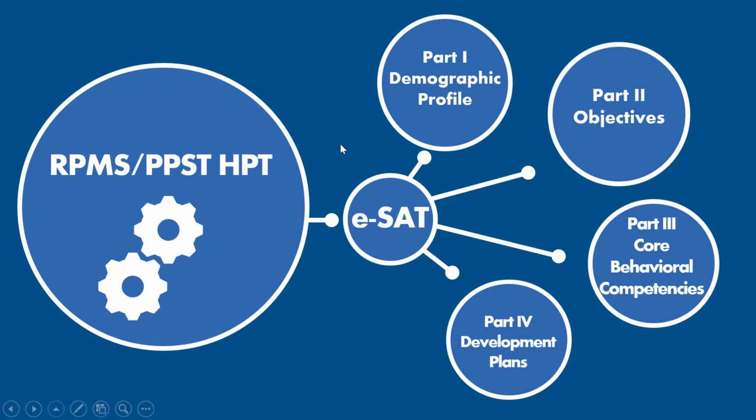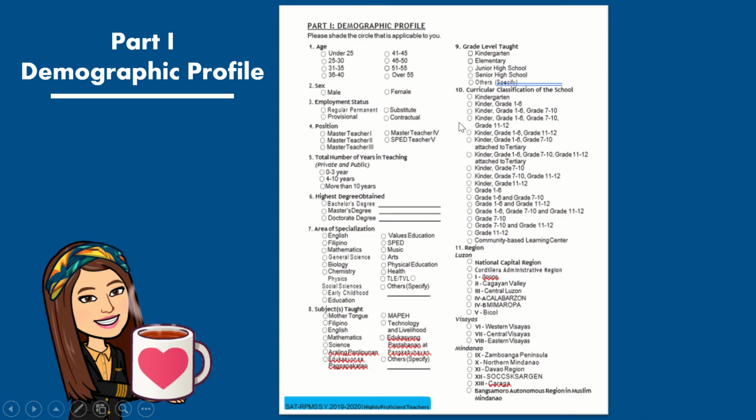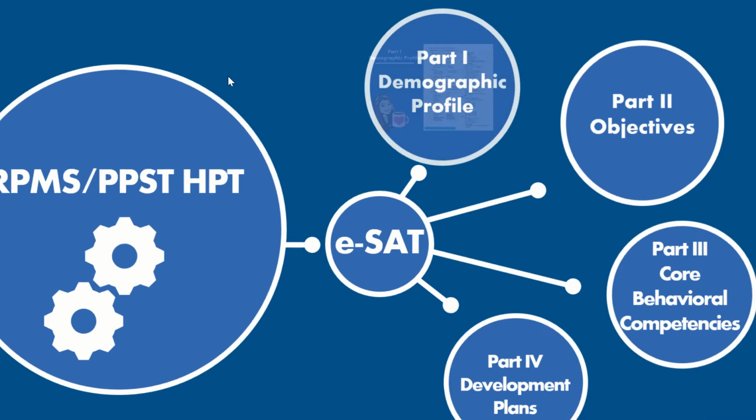So, ang ISAT po ay may 4 parts. Okay, ang first part po is about the demographic profile. Second part is about the objectives. Third part is about the core behavioral competencies. And the fourth part is about the development plans. Okay, part 1, demographic profile, we are just going to answer all the questions about ourselves. So, sasagutan lang po natin yan and we're done.